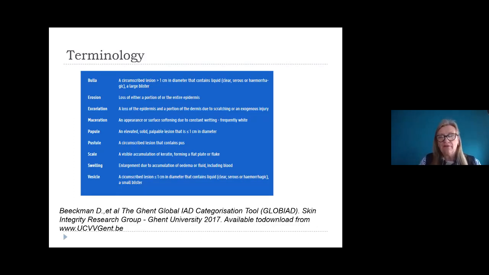One of the challenges we have when we're looking at wounds is the terminology that we use. Some of the words you'll see used here are very typical if you're talking about dermatology. But the more you look at the literature around the skin, the more you will hear particular words used. Again, I'd recommend that you look at this document, the Globiad document, which is very much focused on incontinence-associated dermatitis. What's really useful about it is it has this nice set of definitions explaining what some of these words mean. And again, it's a free one to download, and that's always really helpful.